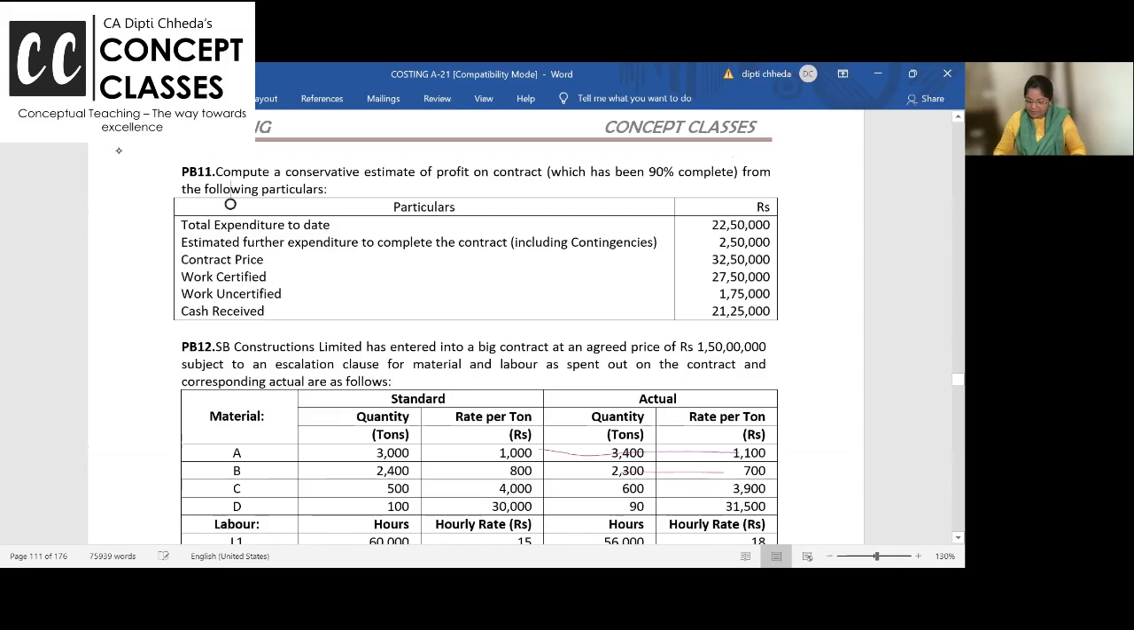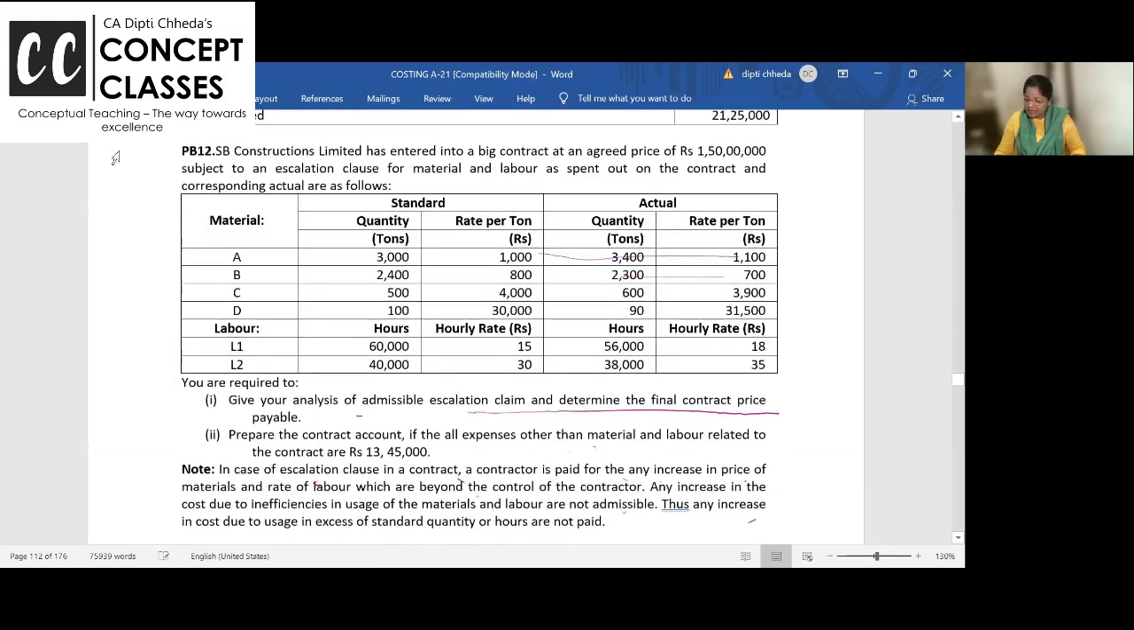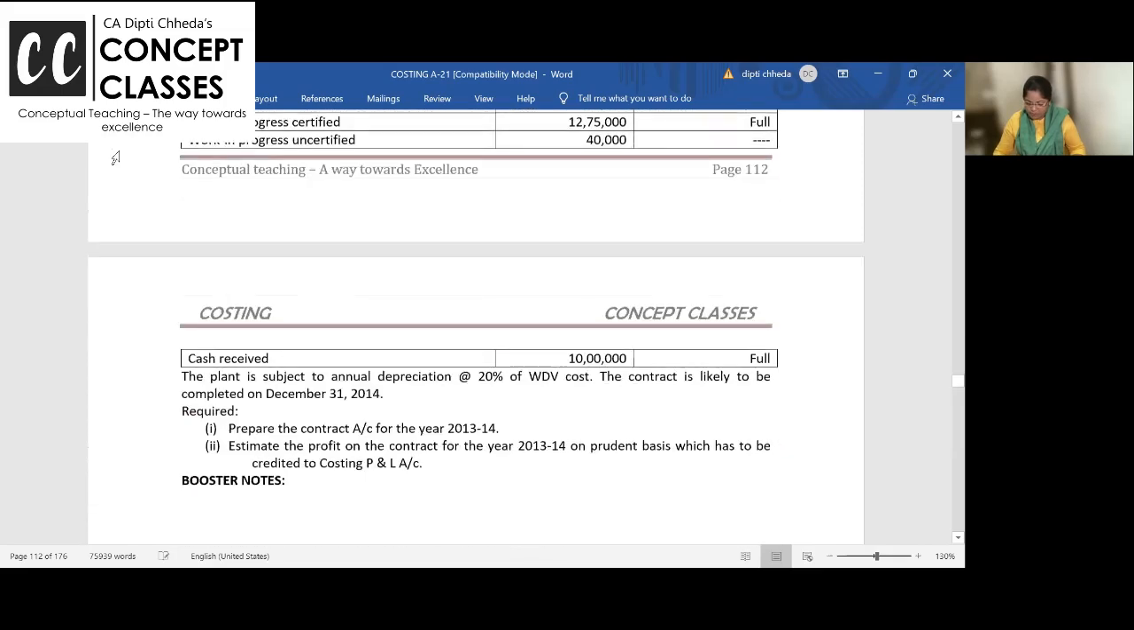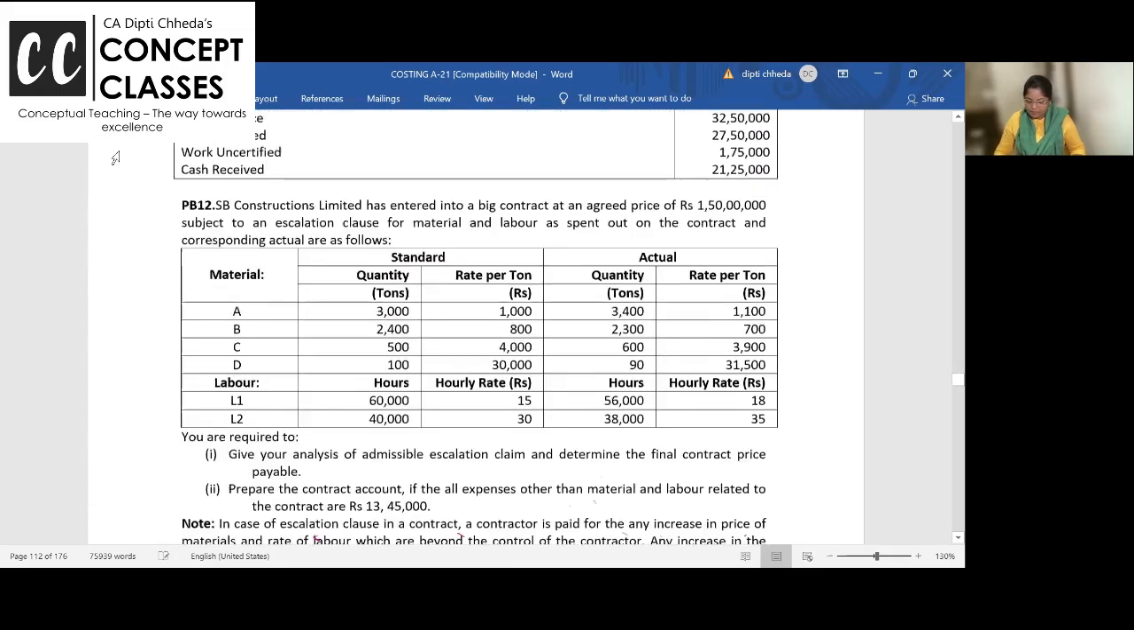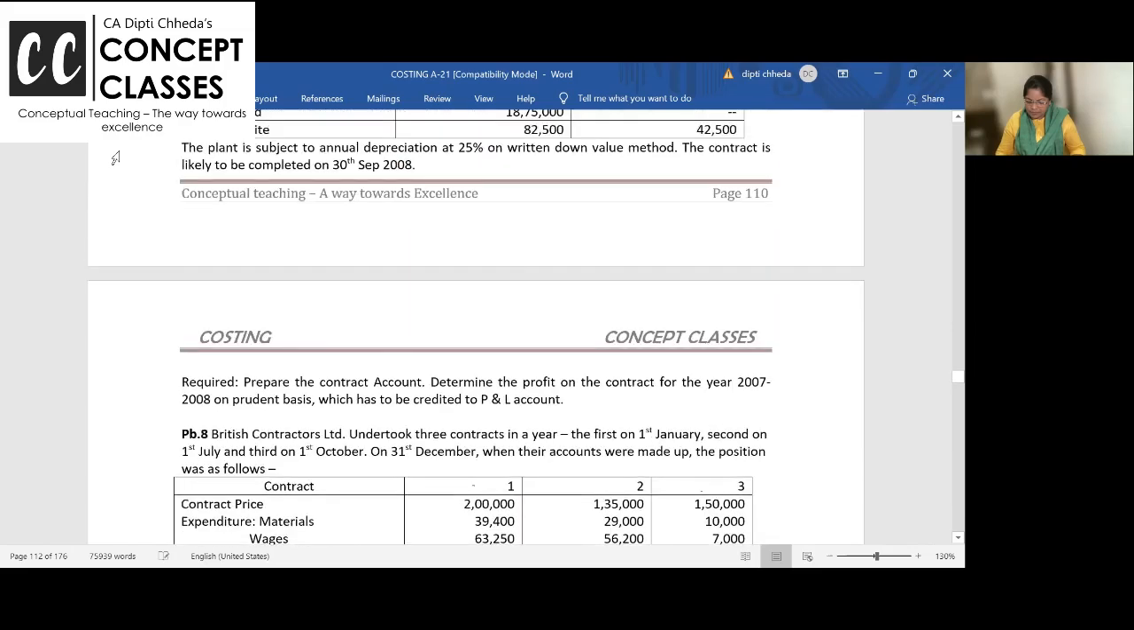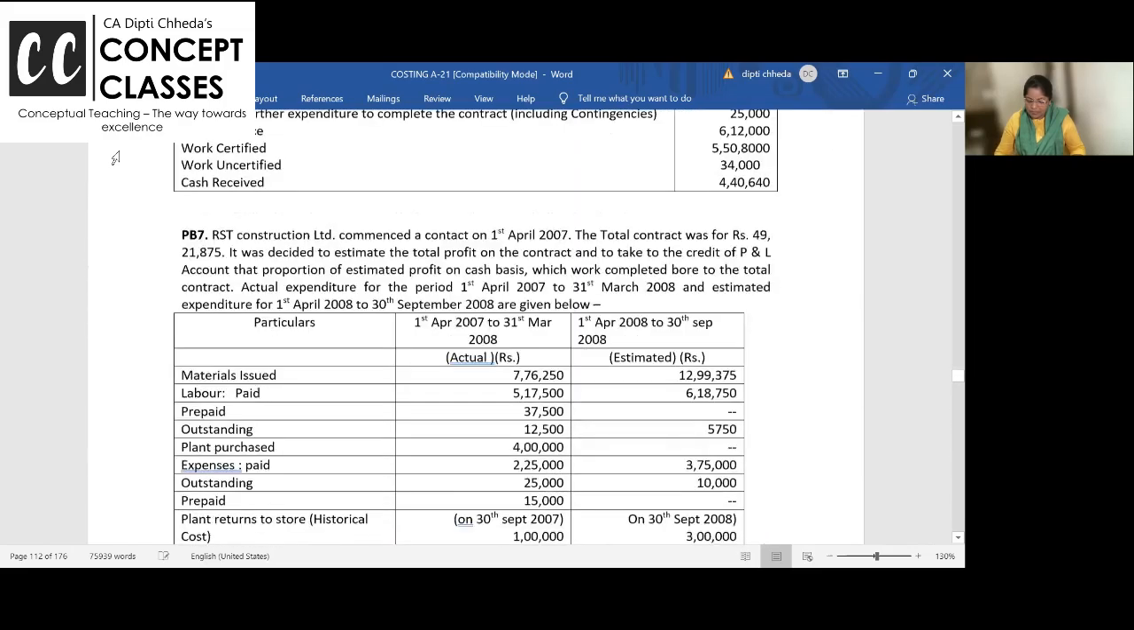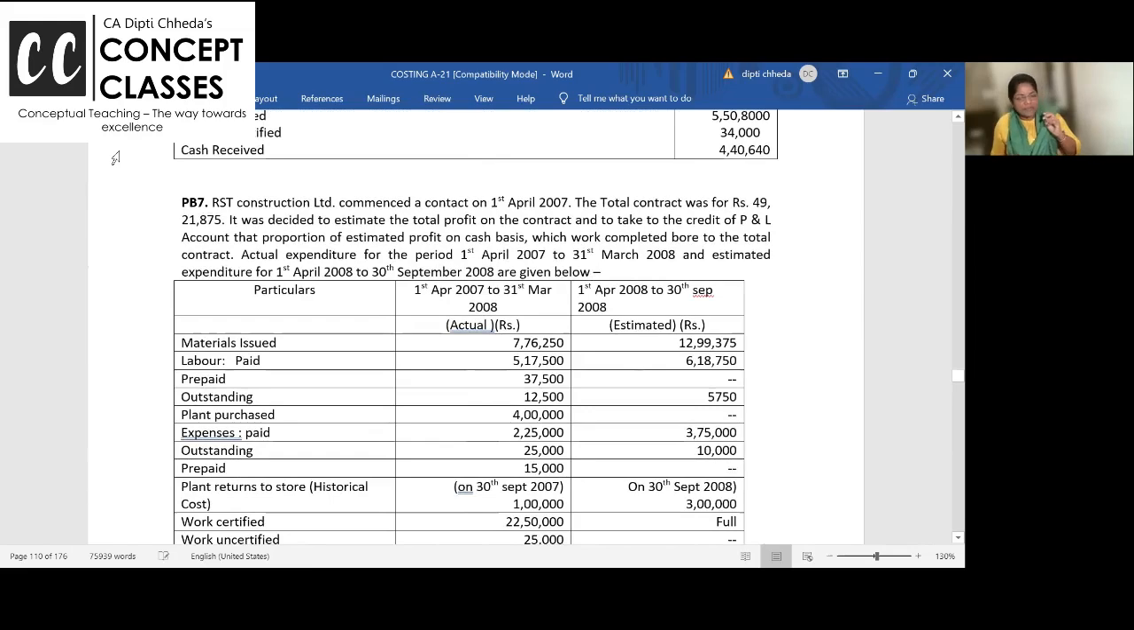We did the 10th question also yesterday, and the 12th question. And right now, we are doing the seventh question. Read it with me. Working note. Because this is a very easy problem, the added flavor is the outstandings and the prepaids.